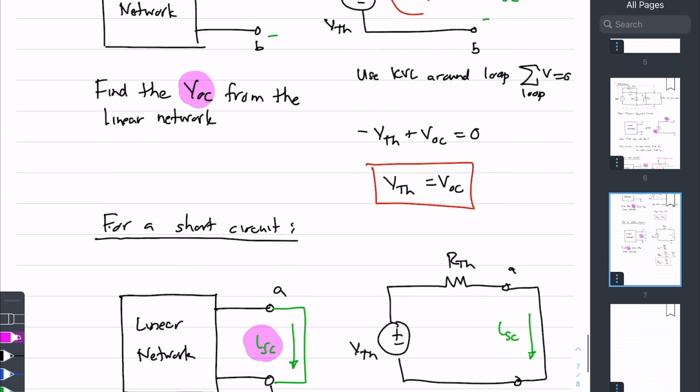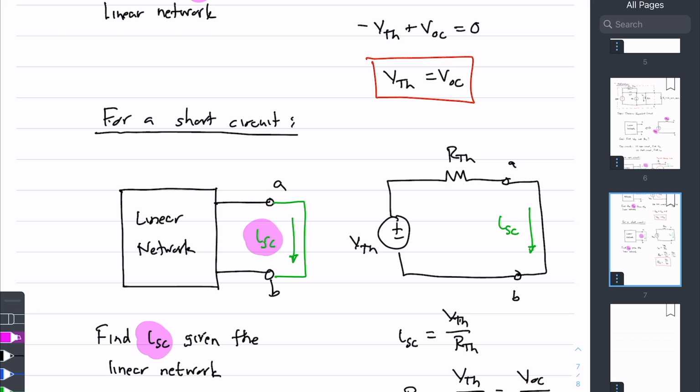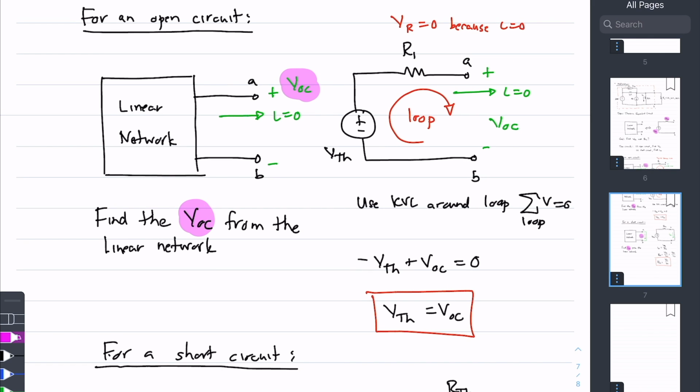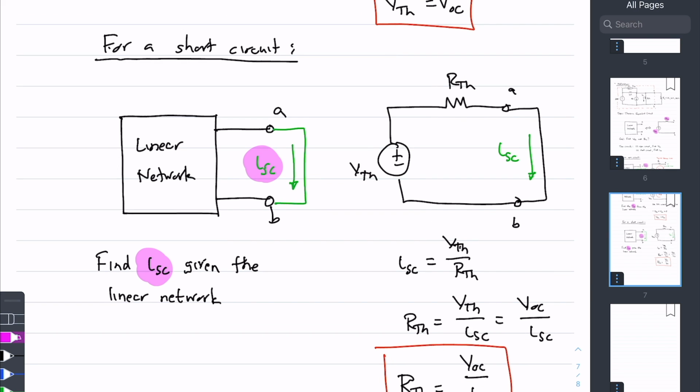Now, keep in mind, this process is lengthy. It's not a simple process. In fact, whenever you go to the linear network and find the open circuit voltage, you cannot use any result from that calculation to find the short circuit current. There are two separate circuits given the linear network that you will be using: one to find the open circuit voltage, which will be the Thevenin voltage, and one to find the short circuit current. And then, based on this last equation, you can find the Thevenin resistance.